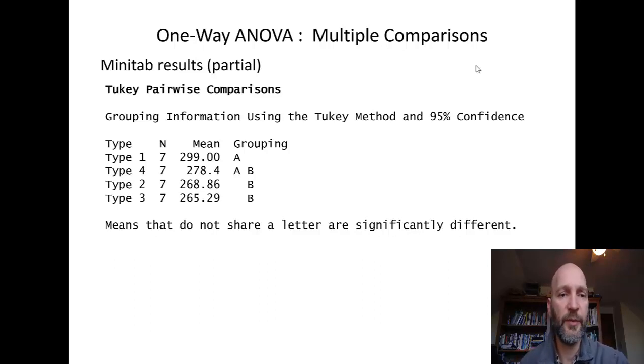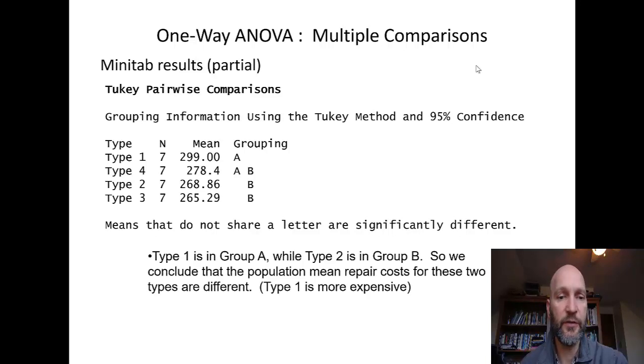Here's a portion of the results that we get, and you can see here that we have the type, the sample size, the mean, and that's put in descending order, so the biggest is at the top, and then a grouping. And we're told that the means that do not share a letter are significantly different. And what does that mean? That means type 1 is in group A, while type 2 is in group B, and that tells us that the mean for A, or for type 1, is different than for type 2, and also that type 1 is more expensive.